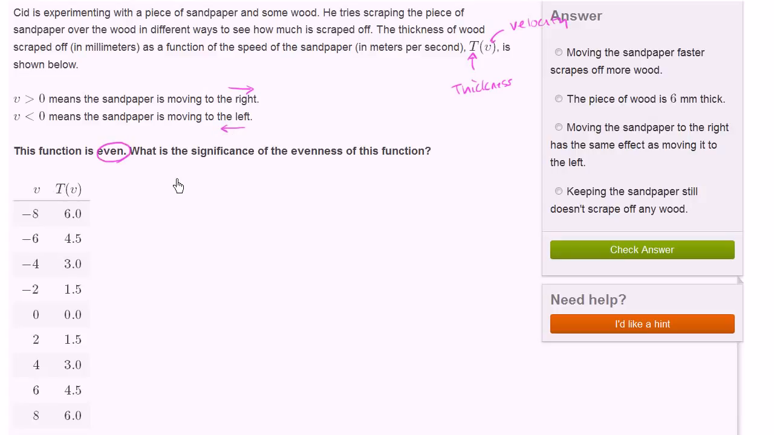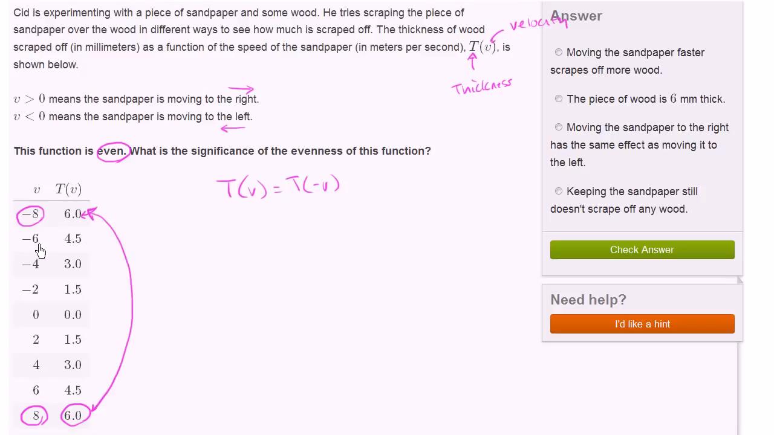What is the significance of the evenness of this function? Well, the fact that it's even means that T of v is equal to T of negative v. So that tells us that if our velocity is 8 meters per second to the left, we're going to get as much scraped off as if we go 8 meters per second to the right. And we see that right over here.